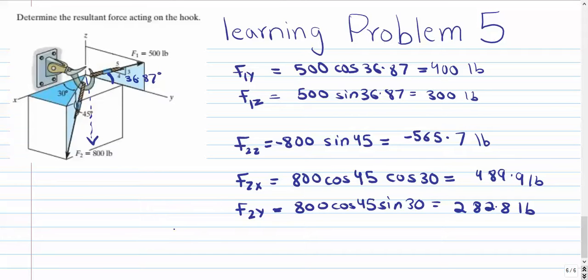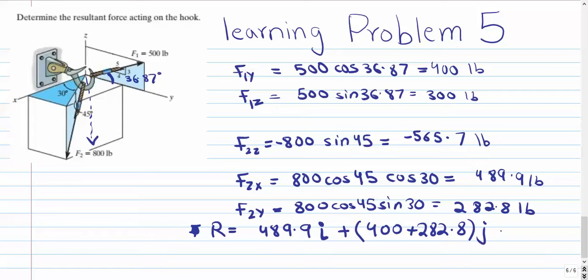Now that we have all the components in all the directions, we can simply add the components and then write them in the Cartesian notation. So the force F, the total resultant force, is going to be equal to 489.9 pounds in the x direction plus, next up the y-axis, so we will have 400 pounds plus 282.8 pounds, and lastly we will have the z-axis, which is 300 minus 565.7.